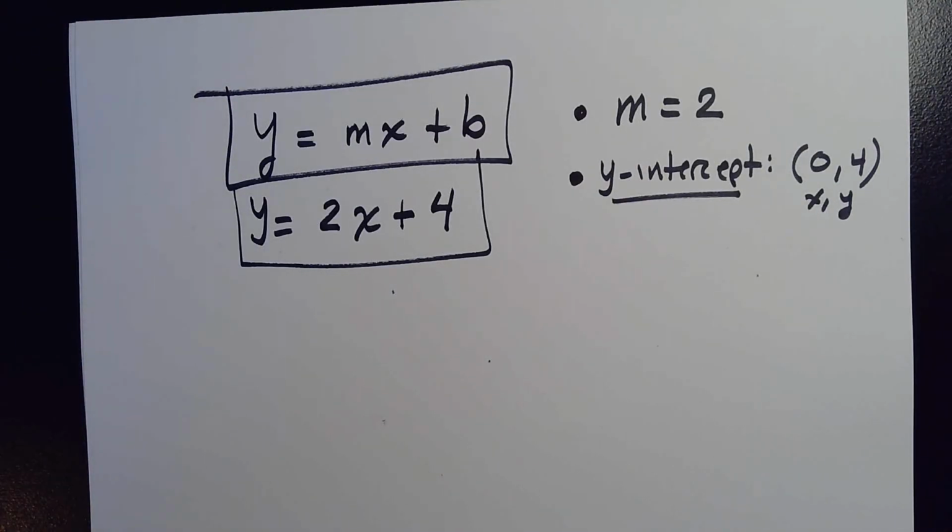Okay, now, so we needed to find the slope, the y-intercept, and write the equation of a line. So I think we completed the task. And this is it for section 3.4.